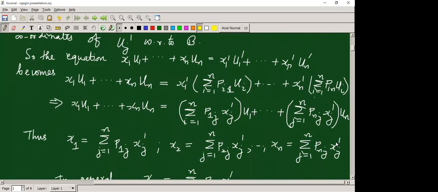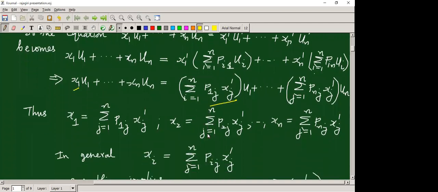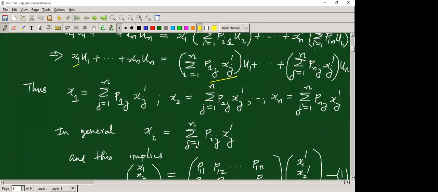Now u1, u2, etc., un is a basis, so every vector has a unique linear combination. What does it mean? When you compare the terms, x1 is equal to sigma j equal to 1 to n p1j xj dash, and x2 is equal to the corresponding one. This is the coefficient here, and these two are equal. So you will get n equations. In general, xi is equal to sigma j equal to 1 to n pij xj dash.